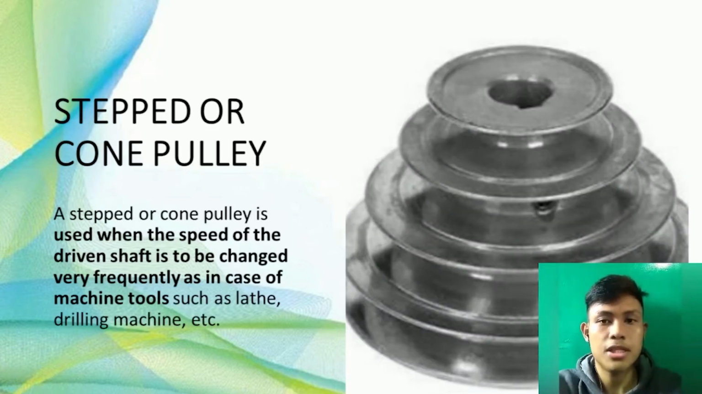The third type is the tip or cone pulley. A tip or cone pulley is used when the speed of the driven shaft is to be changed very frequently, as in the case of machine tools such as lathes, drilling machines, etc. A tip pulley is an integral casting having three or more pulleys of different diameters. The speed of the driving and driven shafts can be varied by shifting the belt between the diameters of the driving and driven pulleys, as the same belt will operate when shifted on different pairs of pulleys.